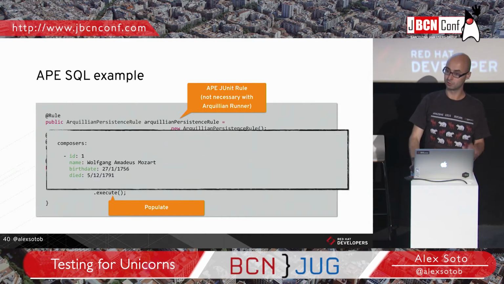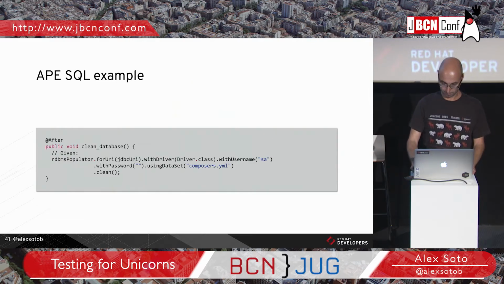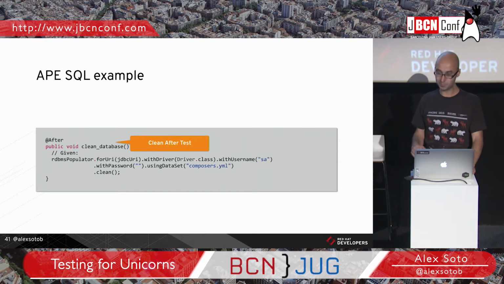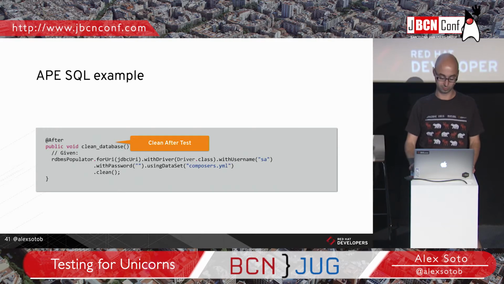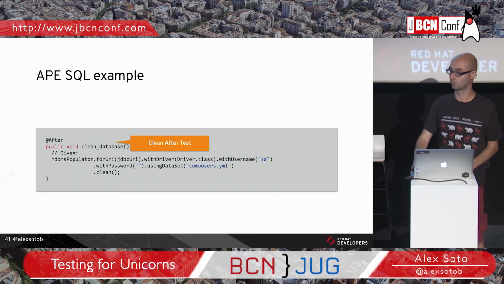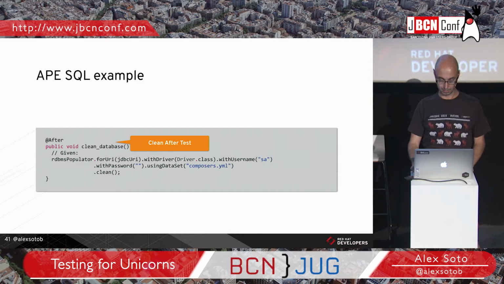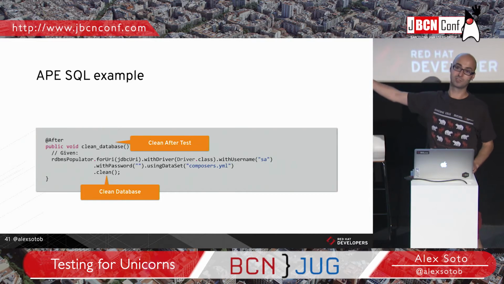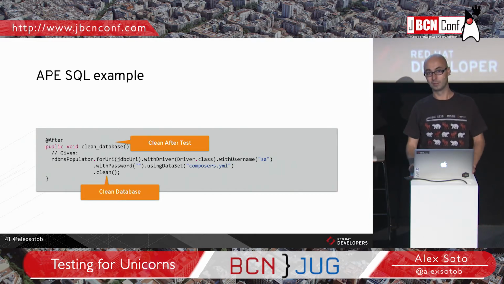That's all. When you do this, APE will take care of transactions, of opening connections, populating data, and so on and so forth. So if there is any change in the schema, you only need to go to that YAML file, change it, and all your tests will receive this change. And finally, if you want, as an after method, this is a JUnit annotation that is executed after each test, you can do exactly the same thing but call clean, which just takes care of cleaning all data that you've inserted inside that instance of the database.